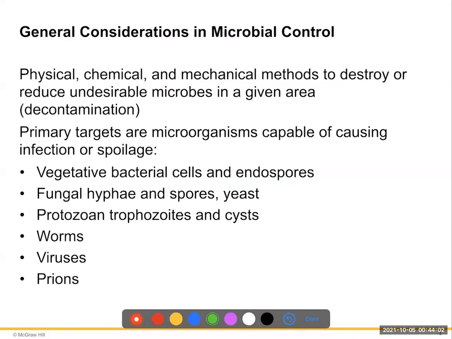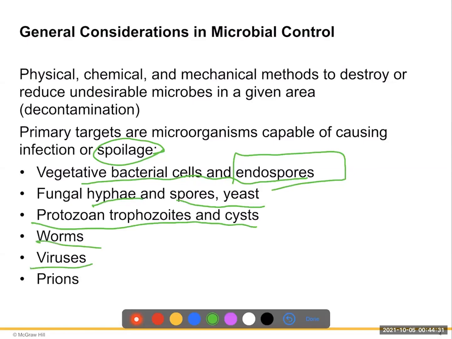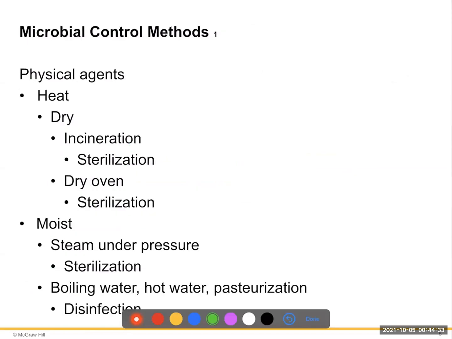All right, so physical, chemical, and mechanical methods to destroy or reduce undesirable microbes in a given area. Decontamination. The primary targets are microorganisms that cause infection or spoilage of food: vegetative bacterial cells and endospores. Endospores are microorganisms that basically dehydrate, form a crust over themselves, and go into hibernation. Remember, they're very hard to kill. Also fungal hyphae and spores, yeast, protozoan, worms, viruses, prions. All those we can control.